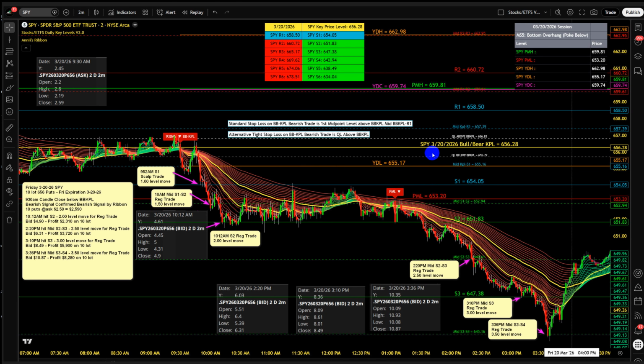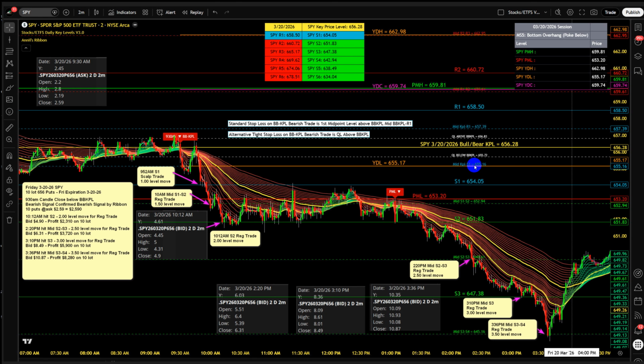Now, as far as out of the money strikes, how you would determine that on this particular trade is you look at the level that you're taking the trade from and the direction of the trade, which in this case is down since it's a bearish trade. You look to the first midpoint level below the level we're taking the trade off of, and that is this midpoint level here, 655.16 for the mid BBKPL S1. So the closest strike to that is the 655 strike, so that would be the 655 put as our alternative out of the money strike on this particular trade.